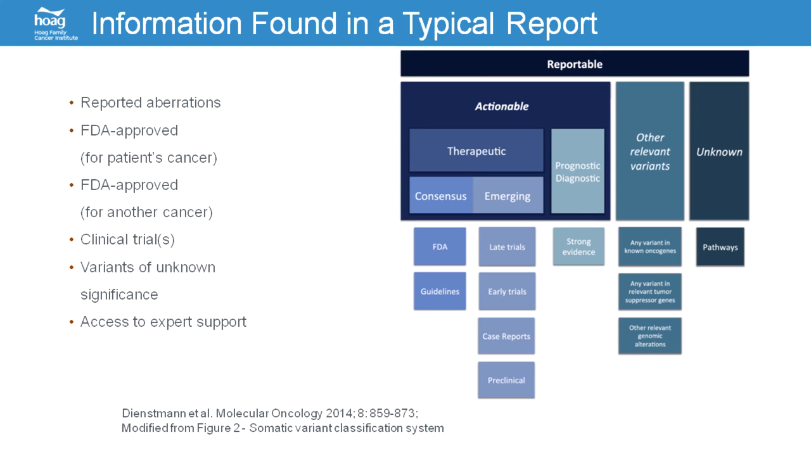They'll usually report out variants of unknown or uncertain significance that Surat talked about, and then some of them will have access to expert support, or you have Surat and our team here to help you with that as well, to review things. These are the type of services that the labs provide.